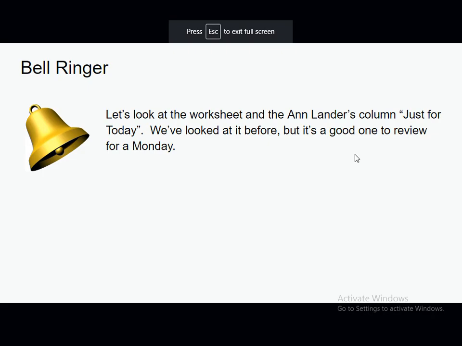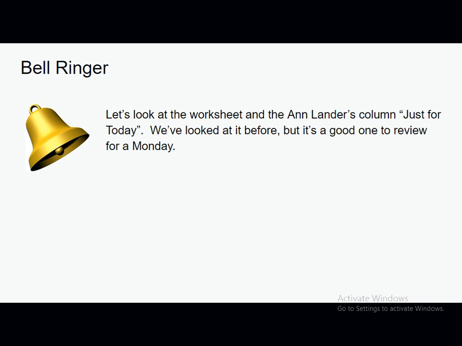So this is going to be a little bit of directed instruction, but we need to keep going forward because we're going to be starting To Kill a Mockingbird pretty soon. So I need you to take out the worksheet that I gave you last week. It should say the words Rhetorical Devices at the front, and then it has the poem or the list that we've looked at already called Just for Today. We've looked at this before, but it's a good one to review for a Monday.